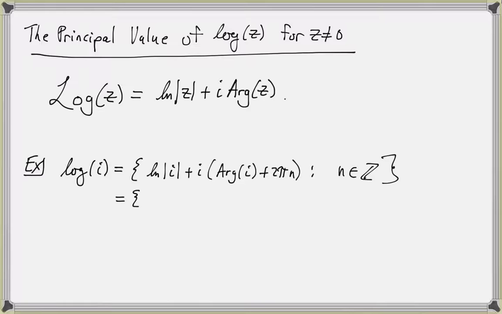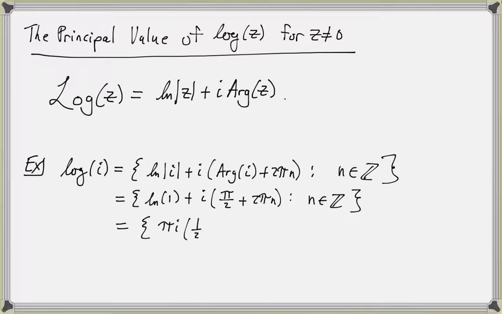So we just get the natural log of 1 plus I times the principal value of argument of I, which would be pi over 2, and natural log of 1 is 0, so I could simplify this a little bit further. I could just write this as pi I times 1/2 plus 2n, where n is an integer. I factor out a pi from both terms.